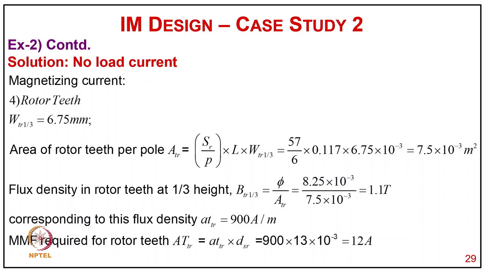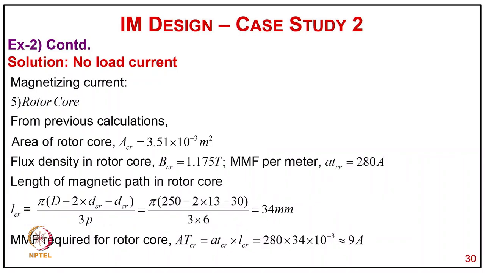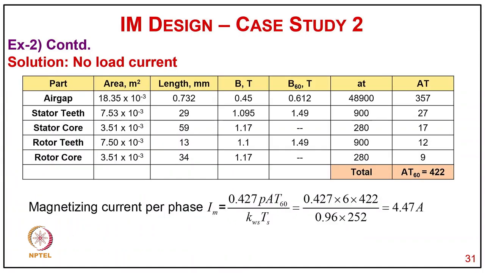Now coming to MMF calculation for rotor core. From the previous calculation we have area of the core ACR equal to 3.15 into 10 power minus 3 meter square, and flux density in rotor core BCR equal to 1.175 Tesla, and per meter atcr equal to 80 ampere. Length of magnetizing path in rotor core LCR equal to pi in bracket D minus 2 DSR minus DCR by 3P, putting value it comes 34 mm. MMF required for rotor core is capital ATCR equal to small atcr into LCR, so it comes around 9 ampere.